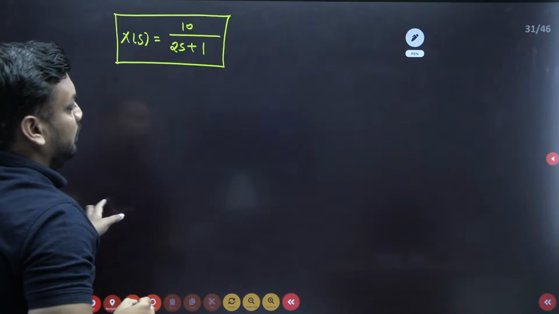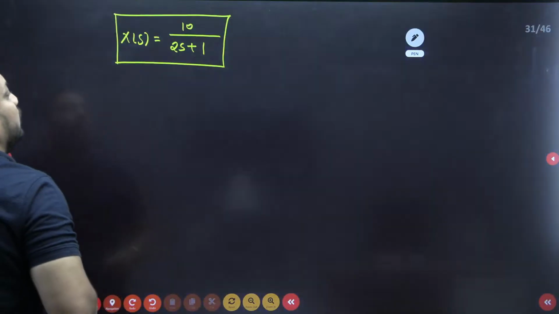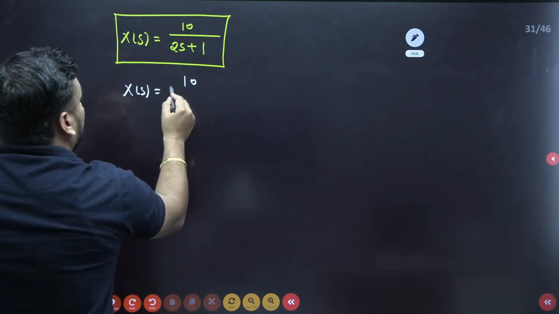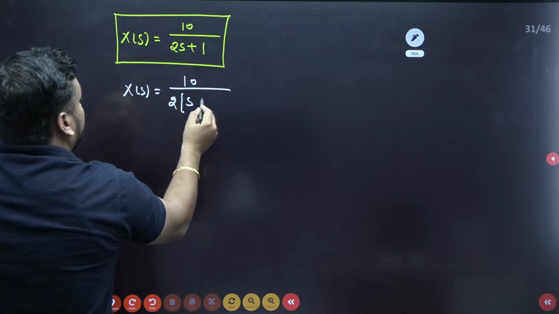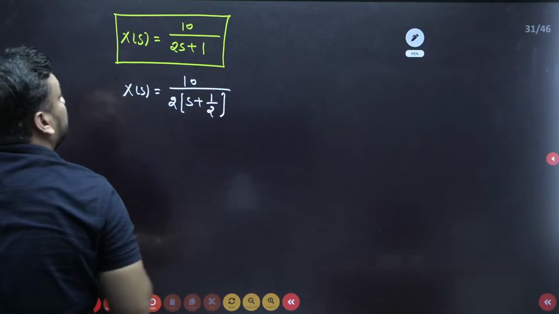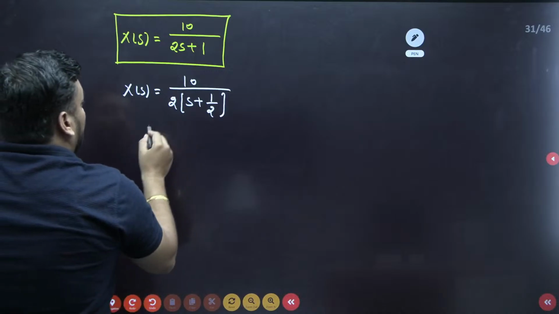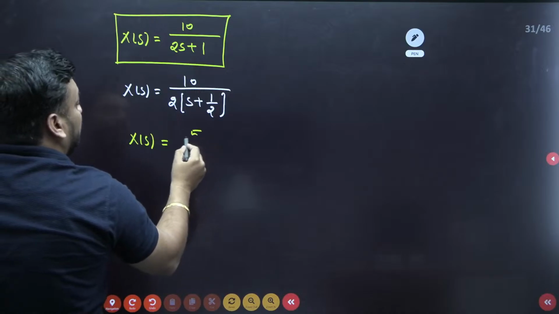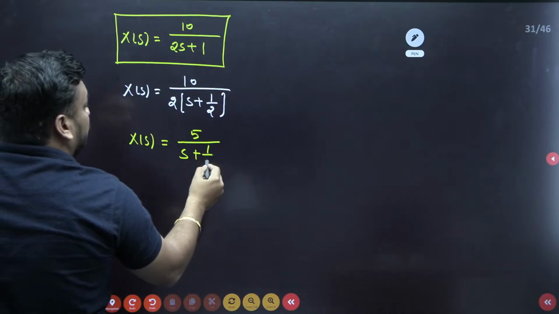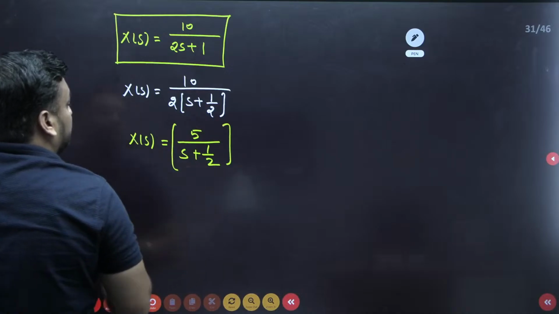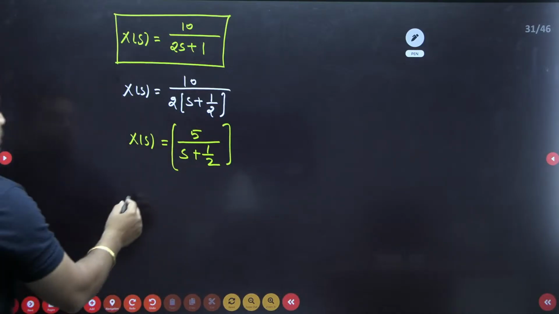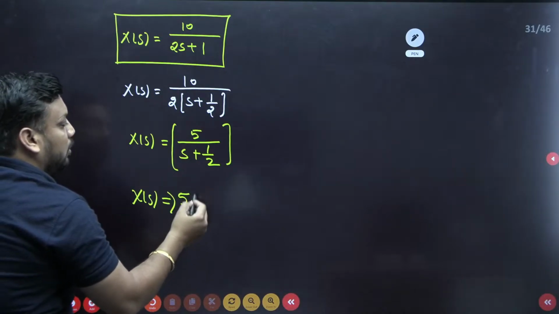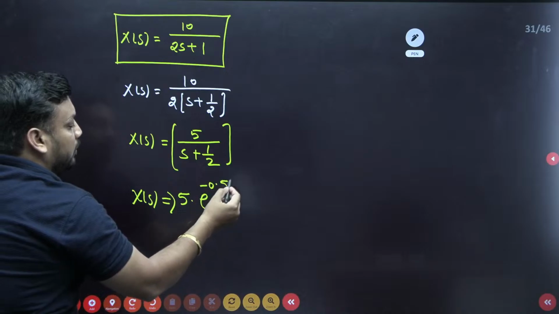If the x of S value is 10 upon 2S plus 1, then if I take 2 common outside the bracket, inside the bracket I will get S plus half. So now don't you think you will get x of S equal to 10 by 2, which is 5, 5 upon S plus half. So it means your x of t will become 5 dot e to the power minus 0.5 t into u of t.